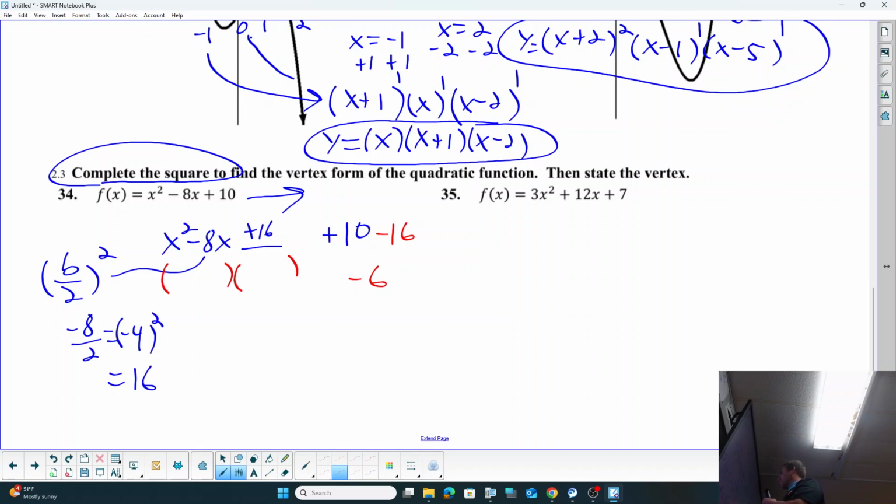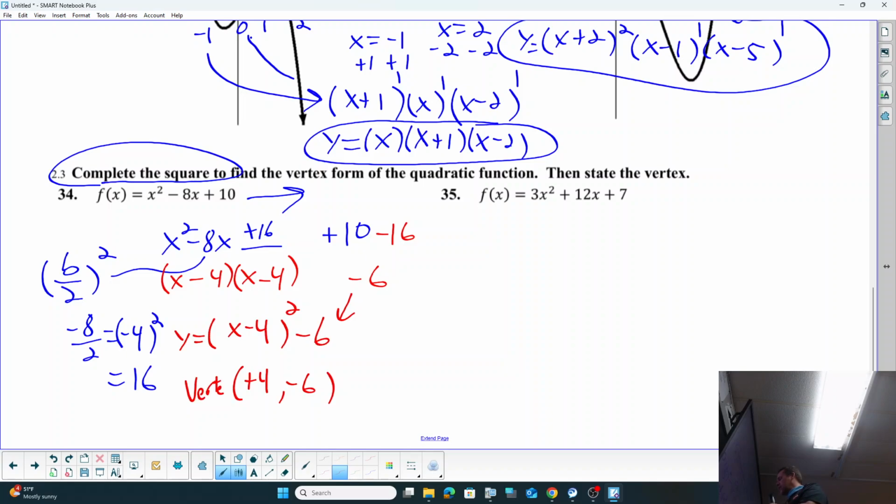Over here, that's going to be a special factor now. What are factors of 16? 4 and 4. The negative times the negative is a positive. So there's 2 of them. And then we bring down our -6. I completed the square, vertex form. And state the vertex: 4, -6 is the vertex. That's the vertex.